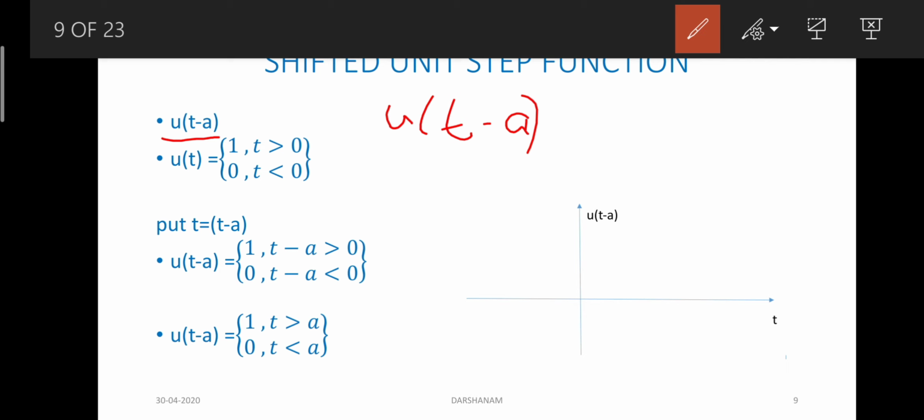equation of the unit step function, that is u of t is equal to 1 for t greater than 0 and 0 for t less than 0. By putting t equal to t minus a, we can now see that the equation becomes u of t minus a equal to 1 for t minus a greater than 0 and 0 for t minus a less than 0. Here, by moving this minus a to the right hand side of the inequality, we can see that u of t minus a becomes 1 for t greater than a and 0 for t less than a.